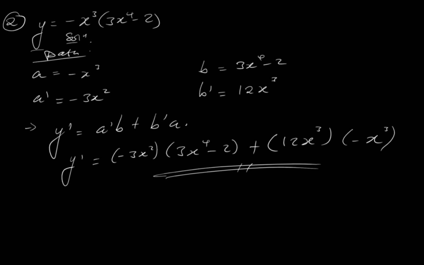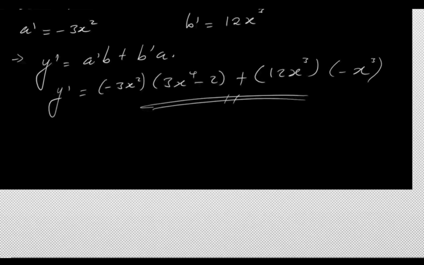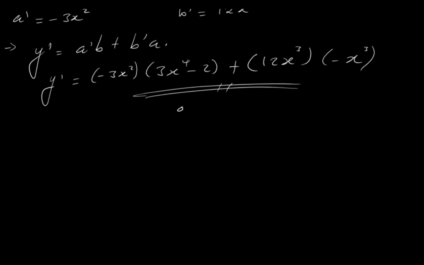So, let us see what we can do. We can look at a different question. But even before we look at a different question, let's just try to follow it out for the sake of other people and explanation purposes. Y prime will be equivalent to minus 3x squared times 3x to the 4th minus 2, then minus x to the 3rd times 12x to the 3rd.